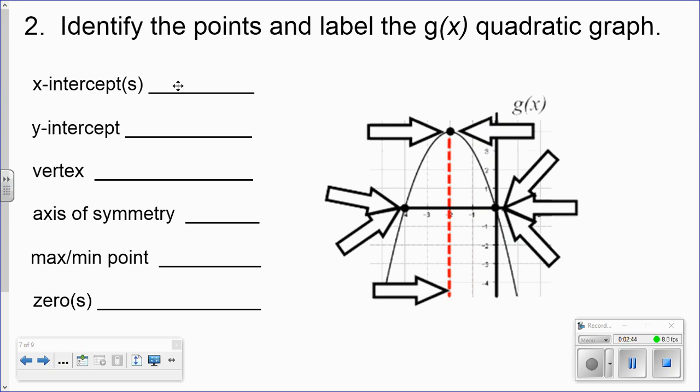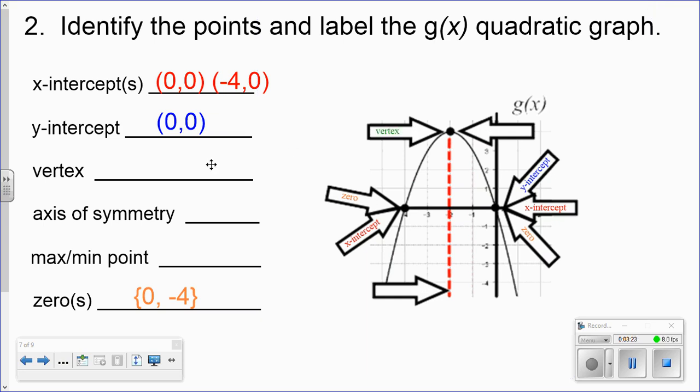Again, this is a parabola, so we have multiple x-intercepts, and they're also called the zeros. So here, and here. Oops, that's the y-intercept. And the 0, I don't know why that's not coming up. There it goes. And there's one over here. There we go. Okay. And then your y-intercept is (0, 0). Your vertex is up here.